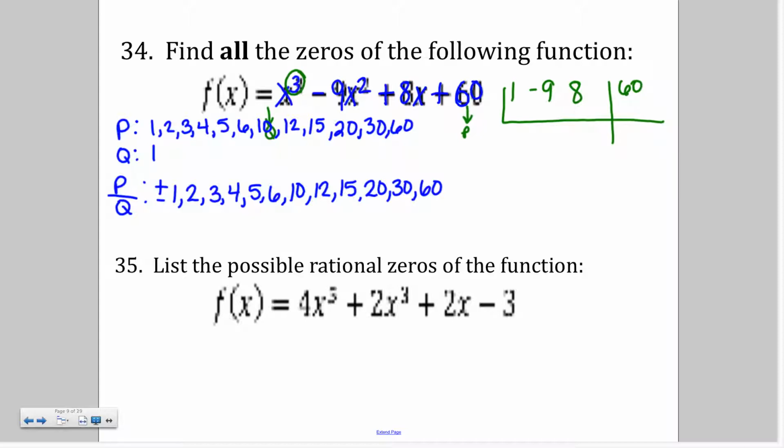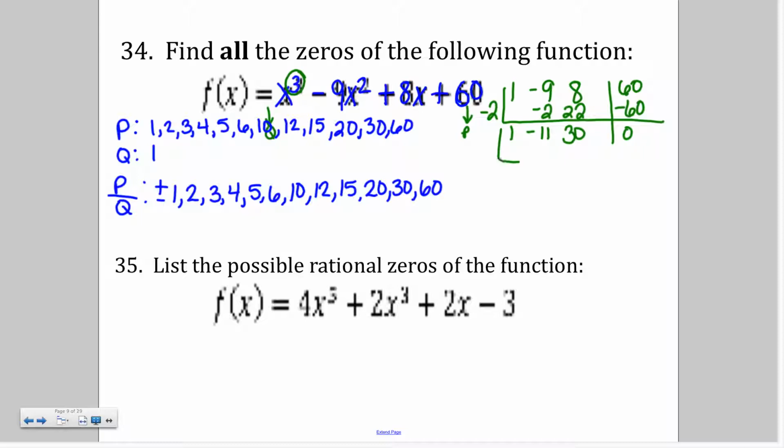So let's go, I said always try 1 and 2 first. So let's go with a negative 2. If I do negative 2, we'll bring down the 1, negative 2. Negative 2 times negative 11 is a positive 22. 8 plus 22 is a positive 30. Negative 2 times 30 is a negative 60. 60 minus 60 is 0. That is our first one.